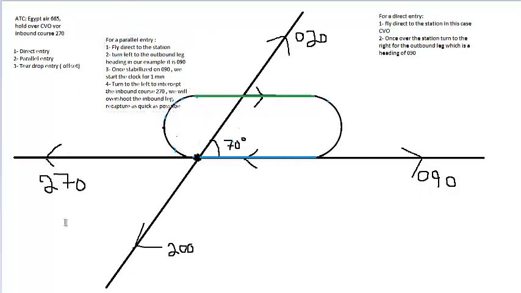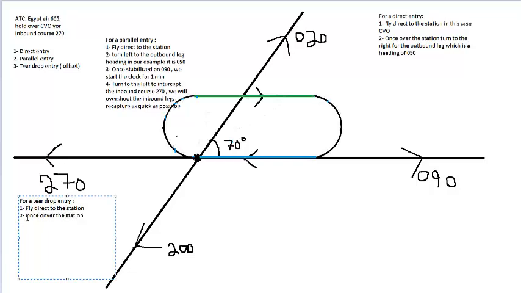Now on the final, we go to the final one, which is the teardrop. Teardrop is easy. For a teardrop entry, as always, fly direct to the station. Second thing is to fly once you're over the station.